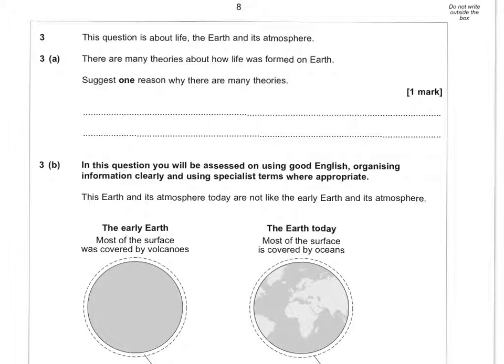This question is about life, the Earth and its atmosphere. 3a. There are many theories about how life was formed on Earth. Suggest a reason why there are many theories. Okay, so there's a couple of things you could put for this, but you're only going to get 1 mark. You need to say either that there's not enough evidence or proof, or that because it was billions of years ago, there was no one around to witness it.